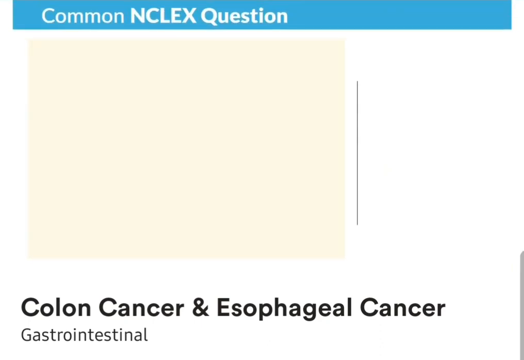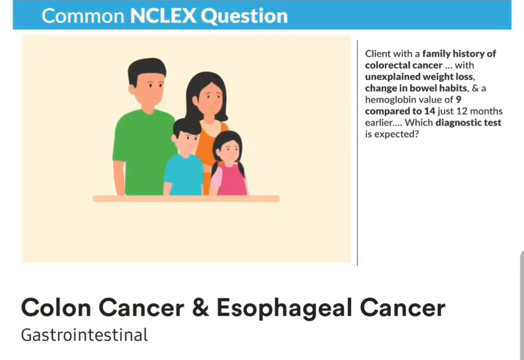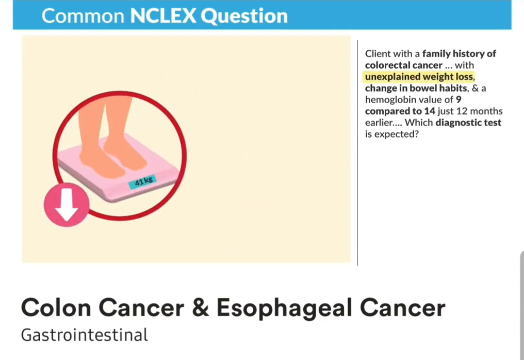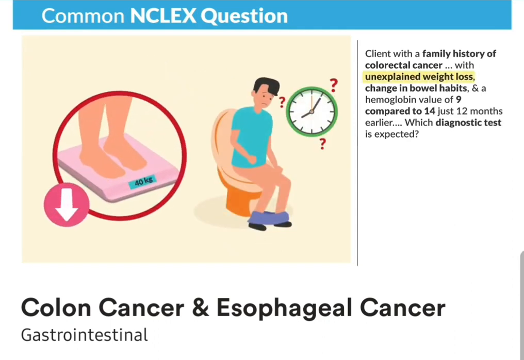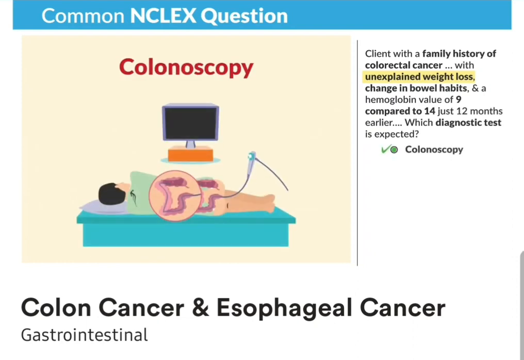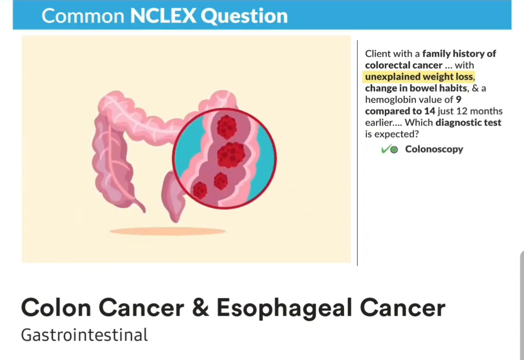So when you get a question about a client with a family history of colorectal cancer with unexplained weight loss here, key term, and a change in bowel habits, and a hemoglobin value of 9 when compared to 14 just 12 months earlier, which diagnostic test is expected? We must expect a colonoscopy to check for that colon cancer, since all high risk factors are for colon cancer here.